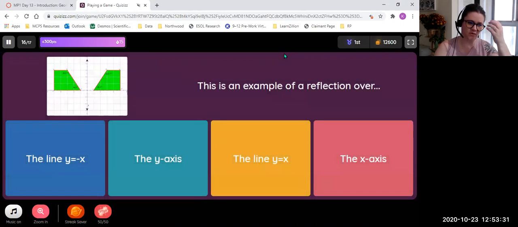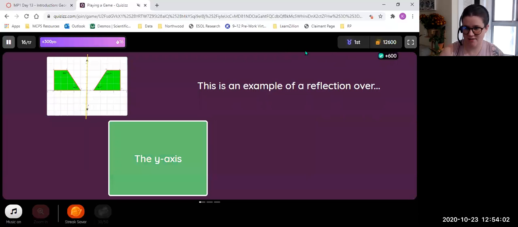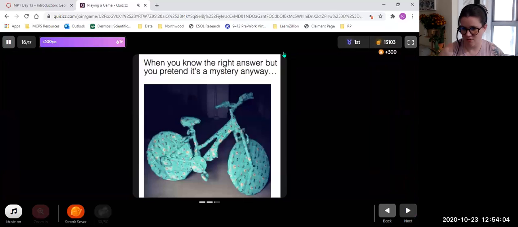All right, this is an example of the reflection over. It is moving left and right. And I think when people saw that, they're like, oh, that means the X value changes. Yes, precisely. But when the X value changes, that means it's going over the Y axis. This is where it's reflecting, right? It's reflecting over here, which is the Y axis. All right.